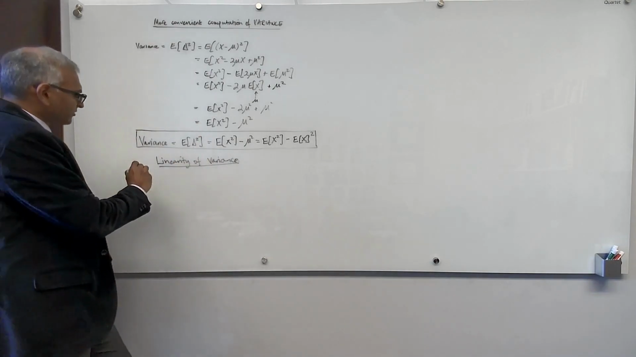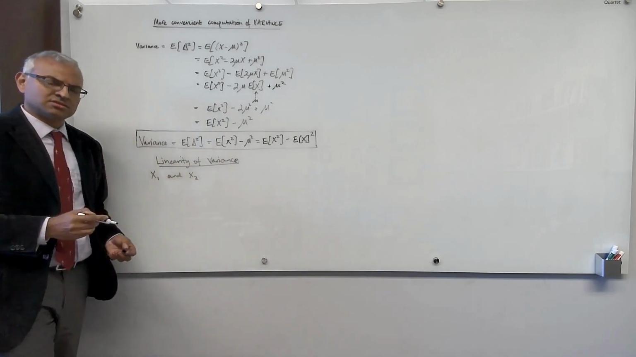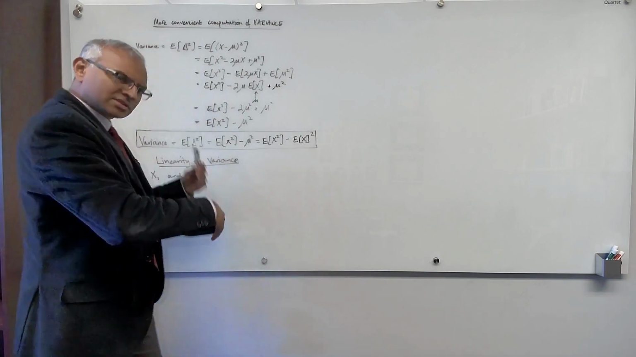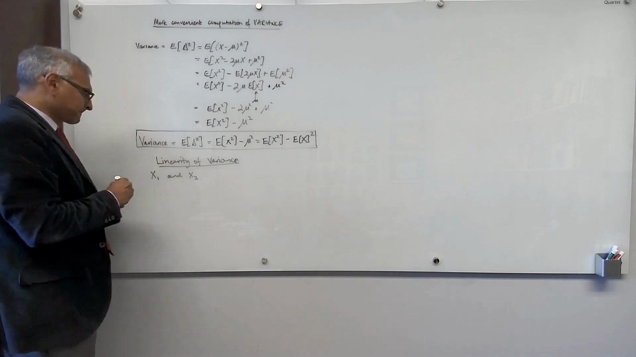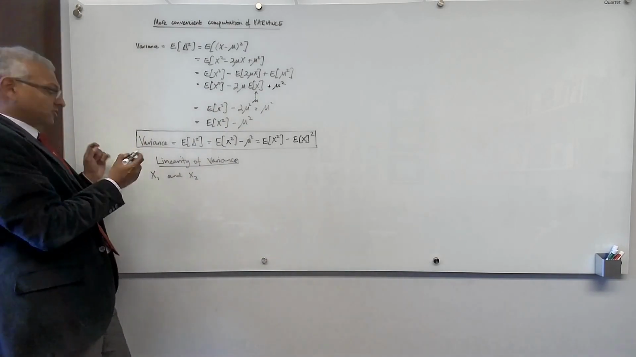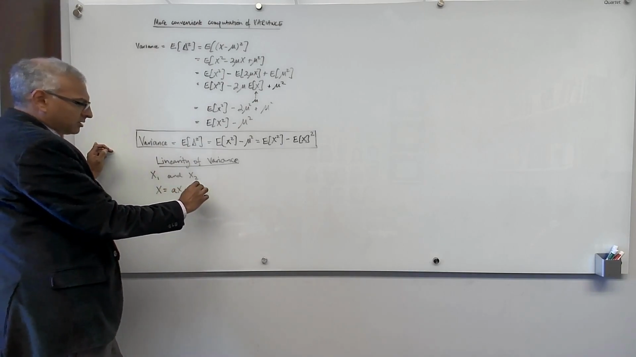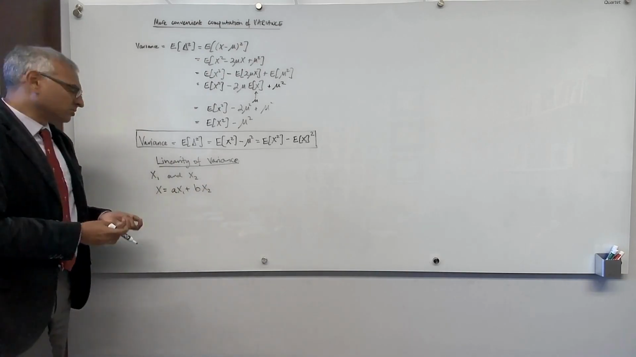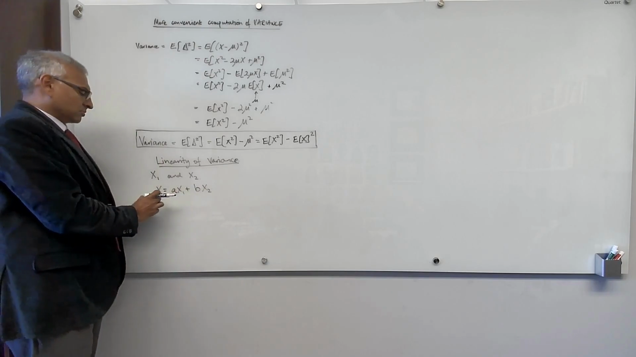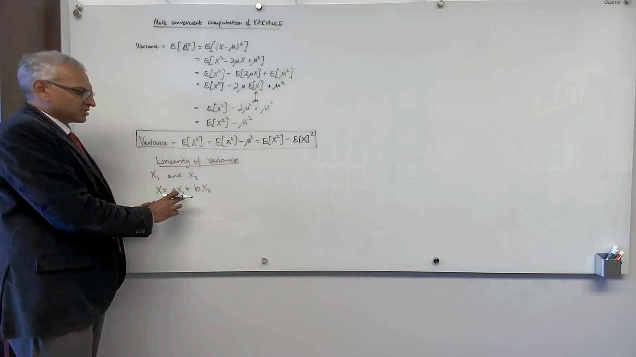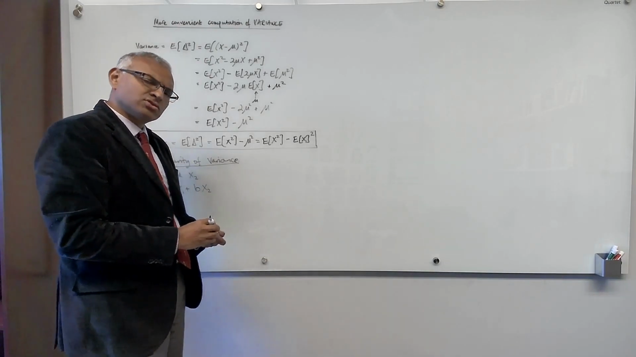So supposing you have two random variables, x1 and x2. Of course, this discussion can be made more general if you have n random variables, but let's consider the case of two random variables, x1 and x2. And you consider a new random variable, x, which is equal to ax1 plus bx2. We talked about what it means to take the sum of random variables. You view these as functions, so you're defining one measurement, one function, as a linear combination of two other functions. No problem here.